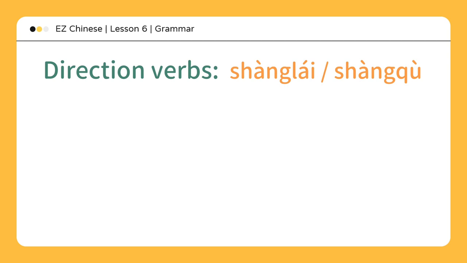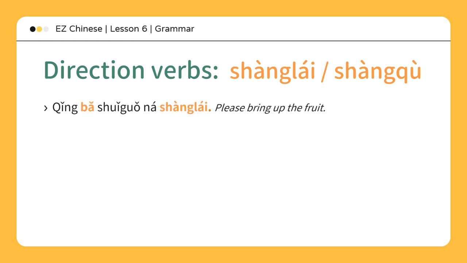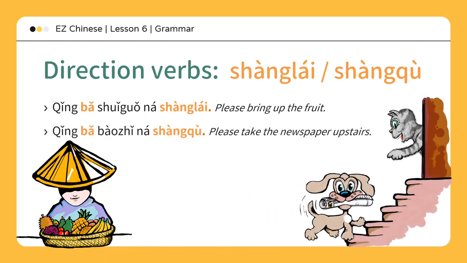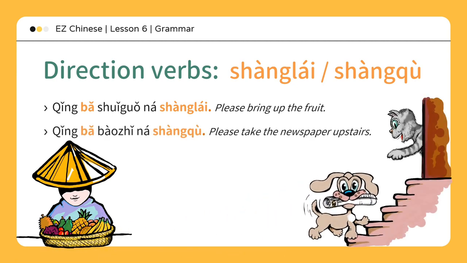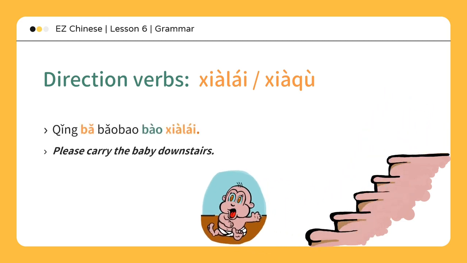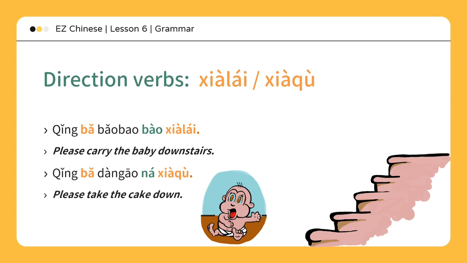上来上去。请把水果拿上来。Please bring up the fruit. 请把报纸拿上去。Please take the newspaper upstairs. Verb plus 来 means to bring something to the speaker. Verb plus 去 means to take things away from the speaker. 下来下去。请把宝宝抱下来。Please carry the baby downstairs. 请把蛋糕拿下去。Please take the cake down.